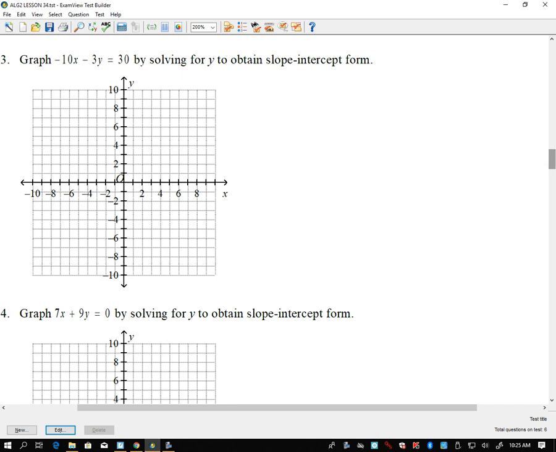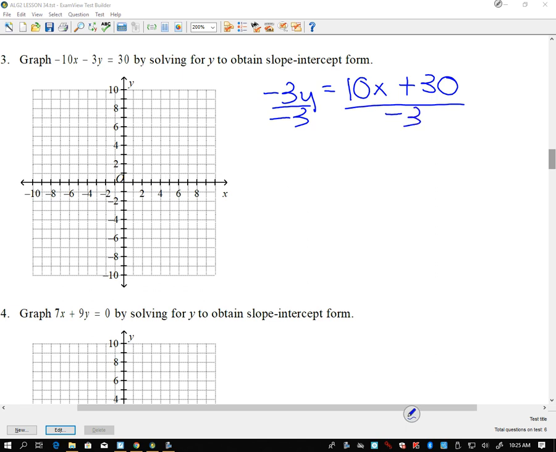Let's see. Graph -10x minus 3y equals 30 by solving for y to obtain slope-intercept form. Let's see. John, help me out here. You want to solve for slope-intercept form. What are you going to do first? Good job. Divide by -3. All right, so you're getting y equals what? Yep, -10/3 x minus 10. All right, so we're going to start where?